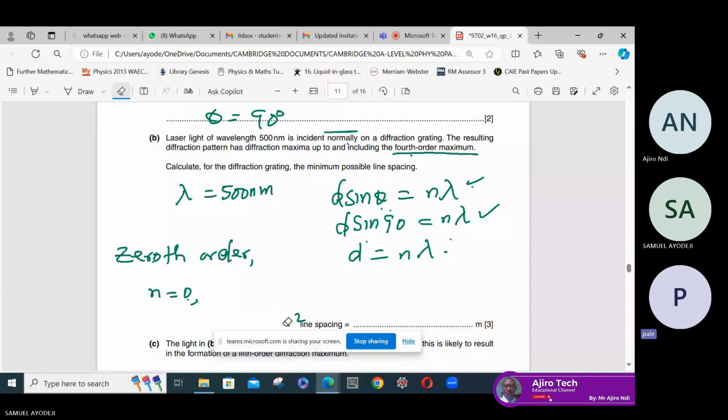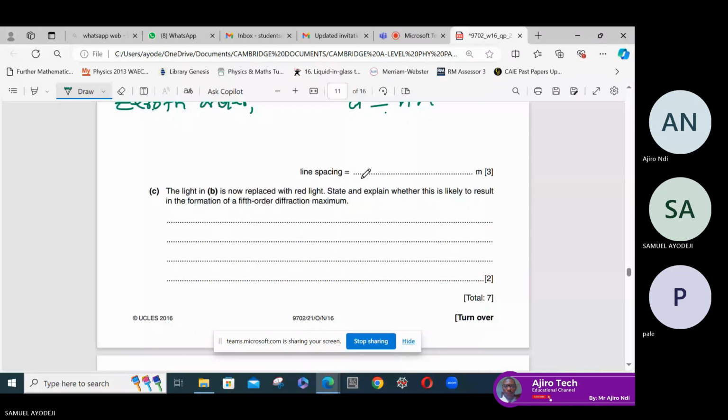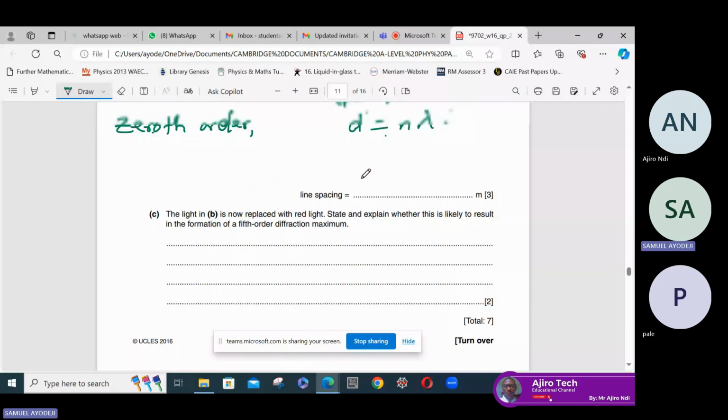The rest is just substitution. We can go on to part C. The light is now replaced with a red color.